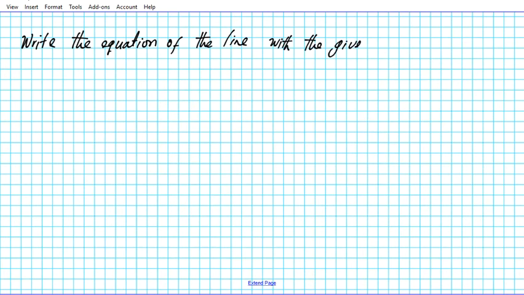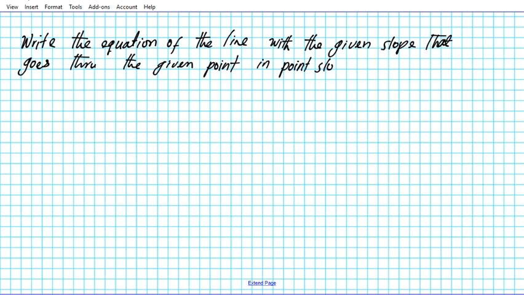Alright, the instructions are as follows. We are to write the equation of the line with the given slope that goes through the given point. We're going to write the equation of the line in point-slope form and slope-intercept form. Okay? Point-slope and slope-intercept form. Then graph.